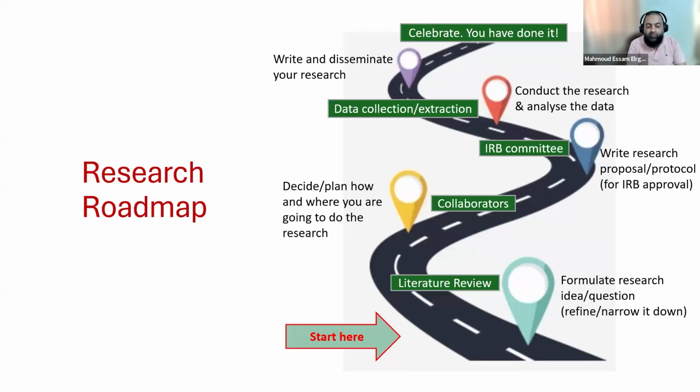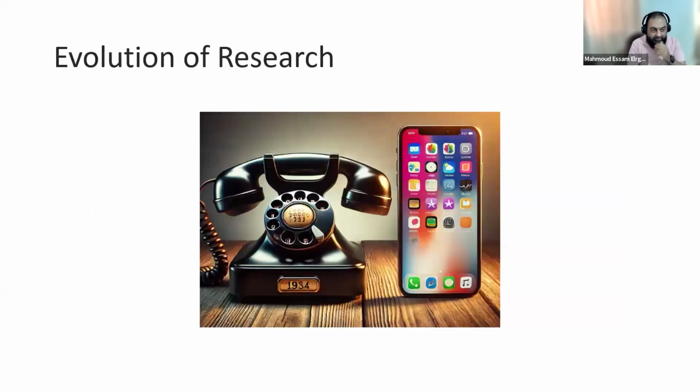Then you decide and plan what's going on in your research. You start writing your protocol. You get your IRB approval if it is original research, and then you do the data collection, the analysis of the data, and then you start the writing process. And we will see in every step how the new AI tools are now helping us.